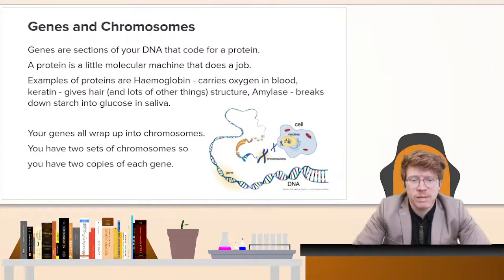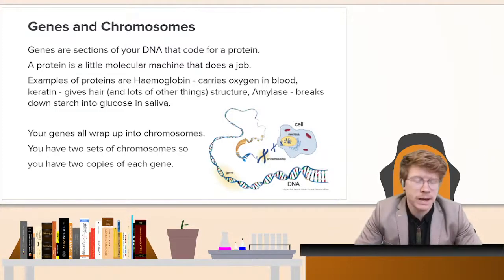So genes, as we talked about before, are sections of DNA that code for a protein. Each protein does a job. Some examples of these which you might know are hemoglobin, which carries around oxygen, and keratin, which is used in things like your nails and your hair. It gives structure. There are other molecules like actin, which do a very similar thing.